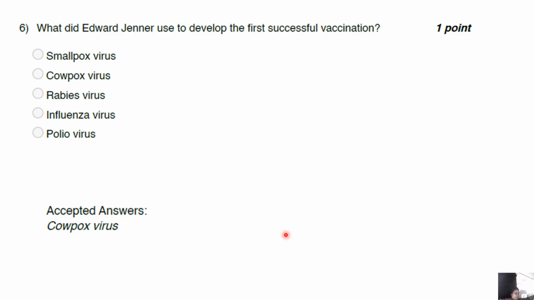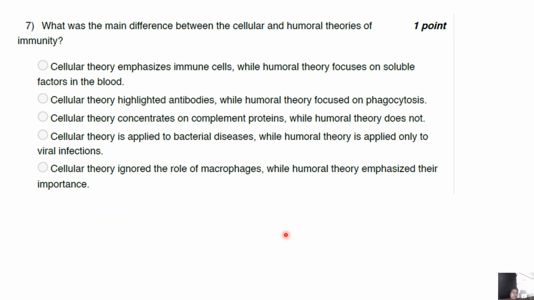Okay, so the correct answer here is smallpox. So we'll move on to the next question for today, which is what was the main difference between the cellular and the humoral theories of immunity?